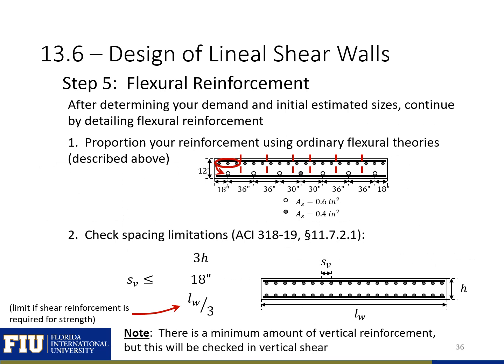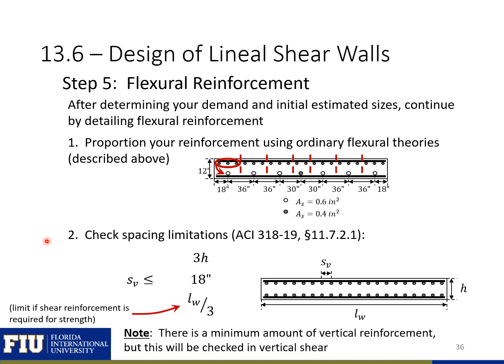After we determine the demand on each individual wall, we can continue by detailing our flexural reinforcement in each wall. We want to proportion our reinforcement using our ordinary flexural theories described above, and this is when we can also decide whether we want to distribute the primary flexural reinforcement along the entire length of the wall, or if we want to group the reinforcement at the ends and/or create more of a barbell shape or flanged shear wall. So if you have a high moment demand, then you want to think about grouping the reinforcement. Otherwise, you can distribute the reinforcement along the length.